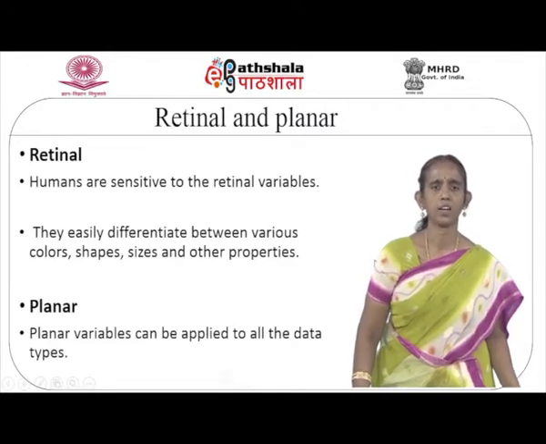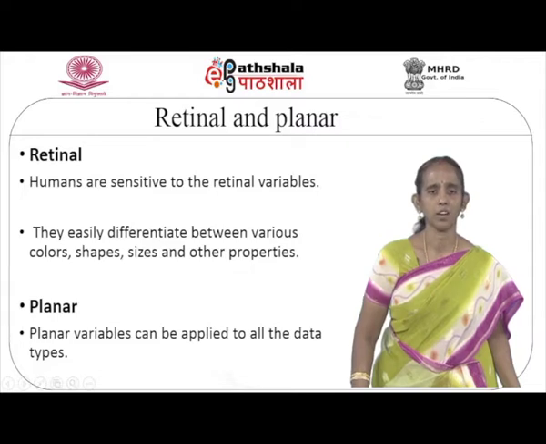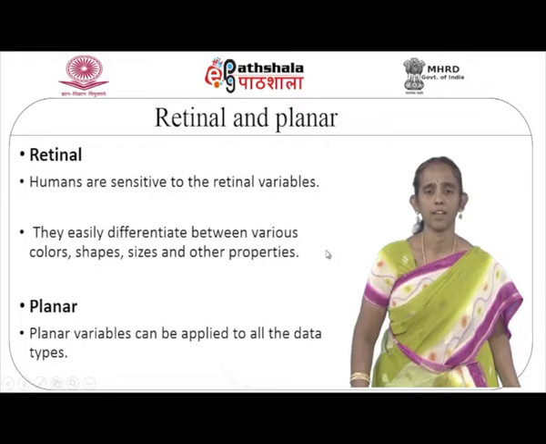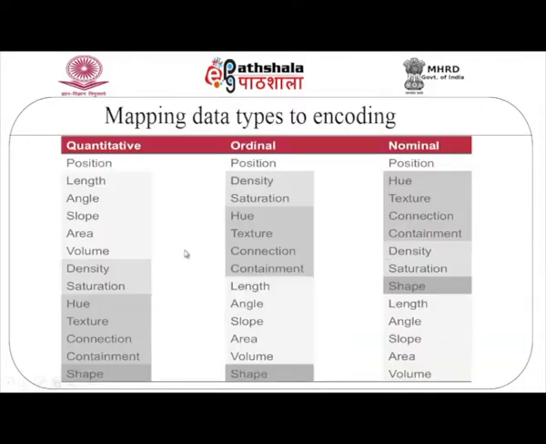In the case of retinal type of encoding, human beings are very sensitive to these kinds of retinal variables. Some of the retinal variables are colors, shapes, sizes, which human beings can easily differentiate between, along with other kinds of properties. The other type of visual encoding pattern is a planar variable. The planar variables can be applied to all kinds of data types. So this is a mapping of data types to their encoding patterns.